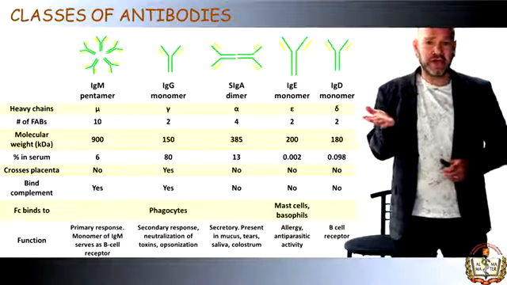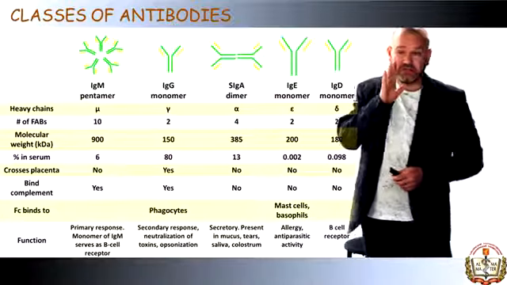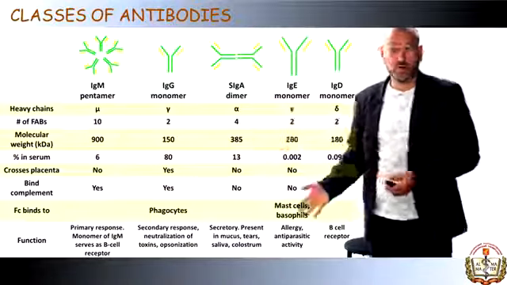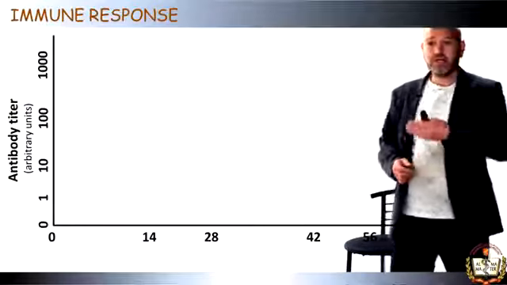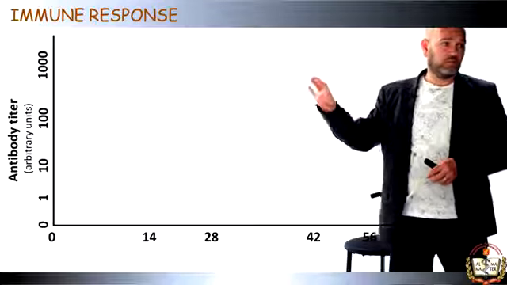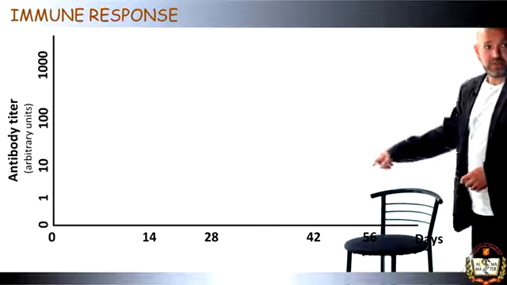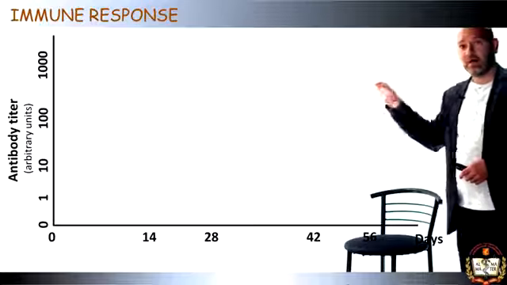Inquisitive students already ask themselves, sir, what is it? What's the difference? What is primary, what is secondary? Immune response is still immune response. So let's find out. In the current slide, I drew some kind of a scale. You can see days, you can see antibody titer or amount of antibody.